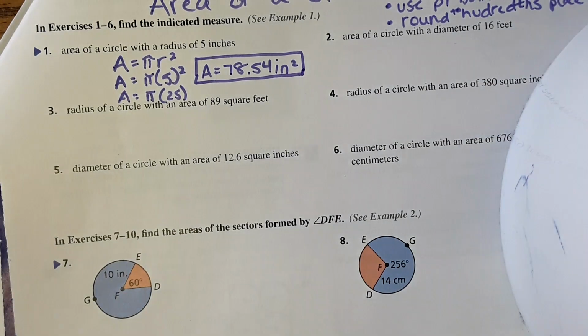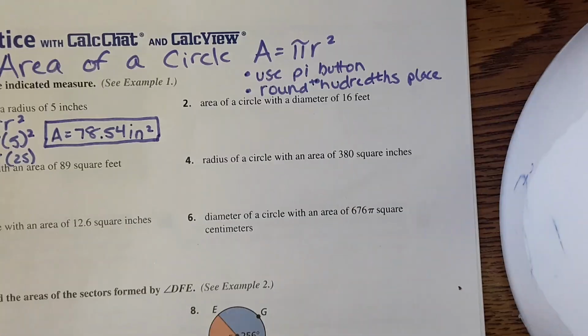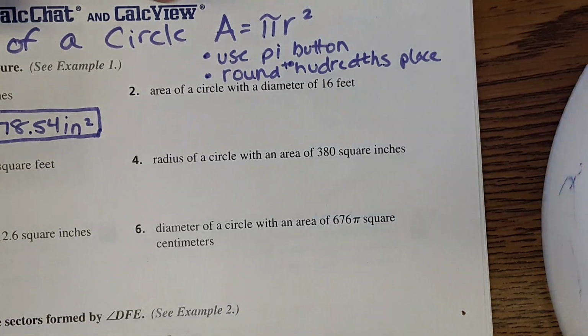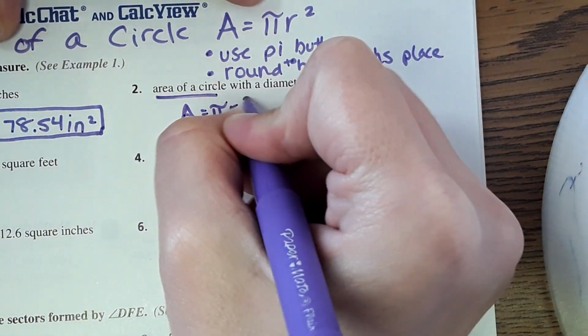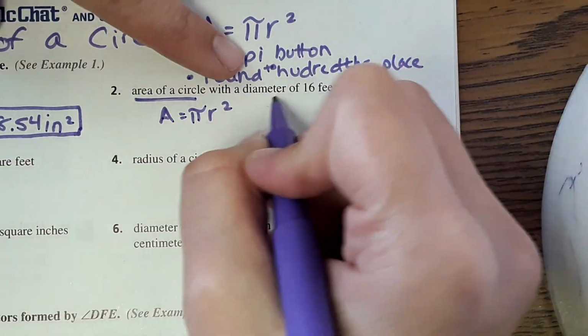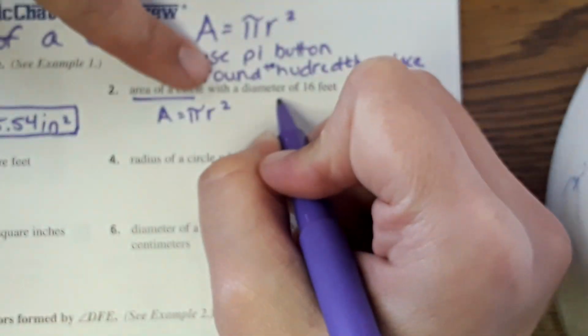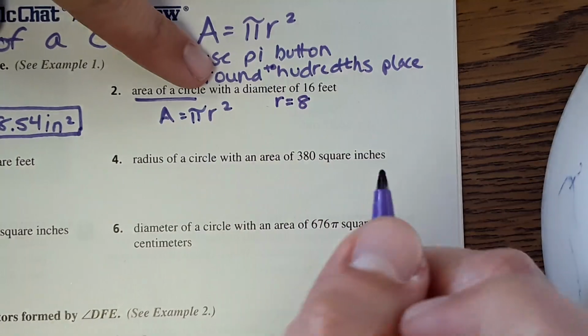Okay, then number 2, same type of problem. Again, it wants to know the area of a circle, so I'm writing down the equation. It says the diameter is 16 feet, but I need radius for the equation, so just divide that by 2 to get a radius of 8.